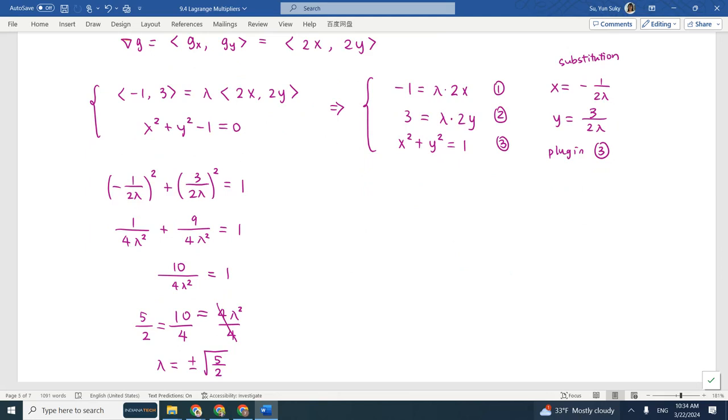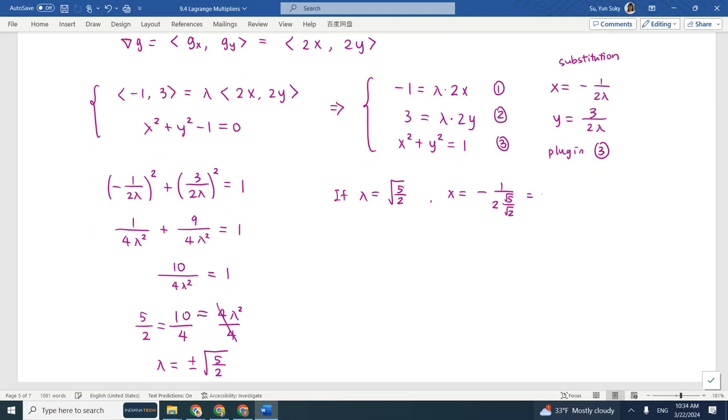Okay, so this is the lambda. And do you see we get 2 numbers for lambda? So you get positive and negative. Now let's see if lambda is the positive square root of 5 over 2. Our x is negative 1 over 2 lambda. The lambda is what? Can I put square root of 5 over square root of 2? Can I do that?